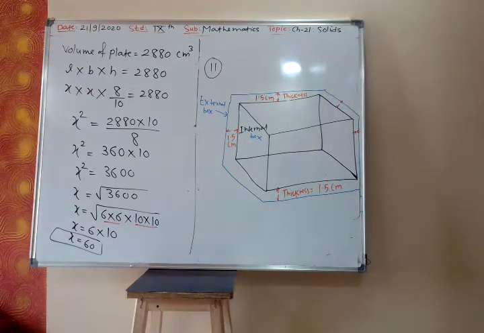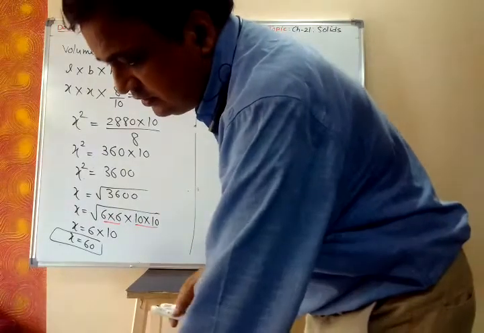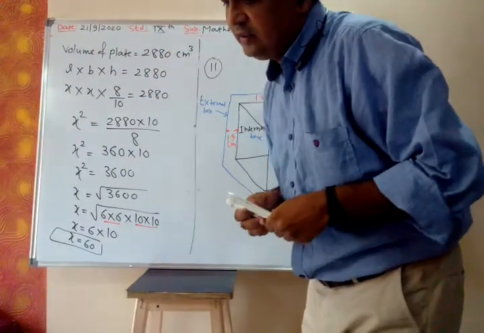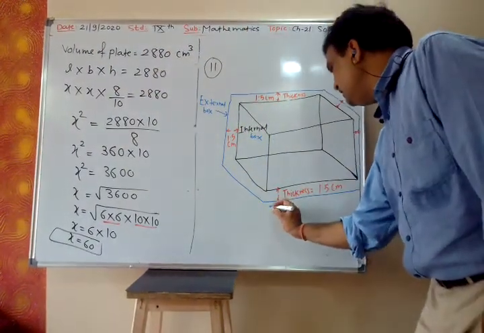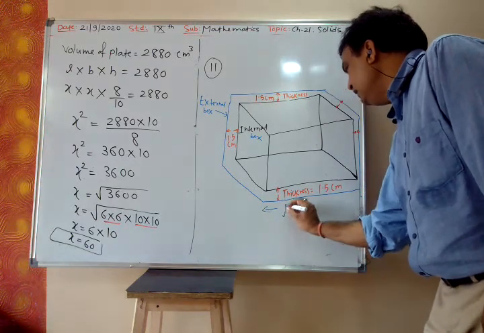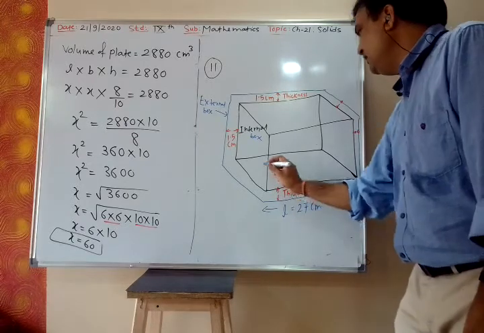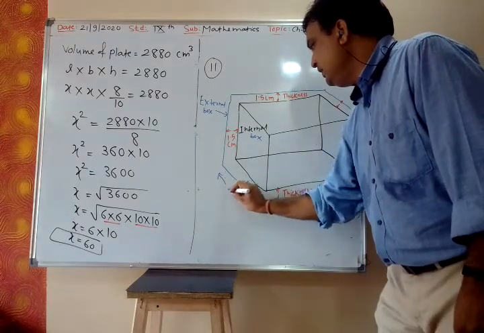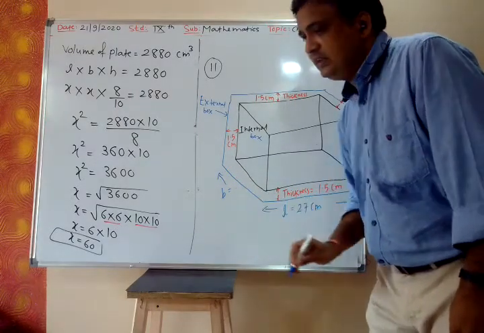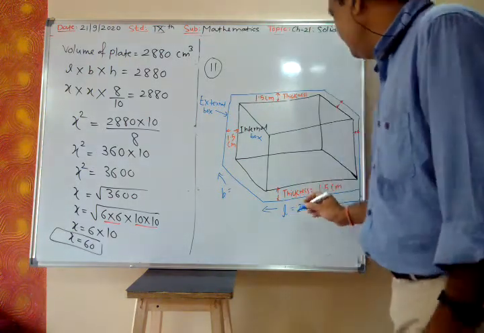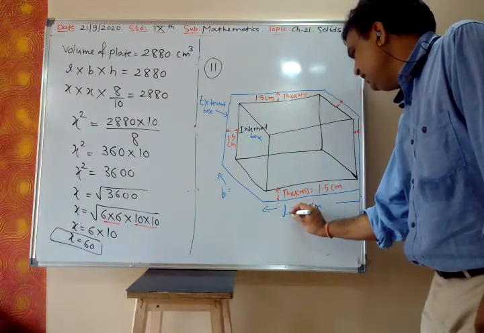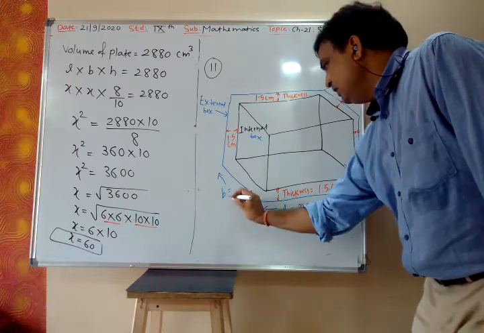Outside dimension is given. What is the outside dimension? Length is 27 centimeter outside. Then breadth is given. Outside, you can take this as L1, then B1.